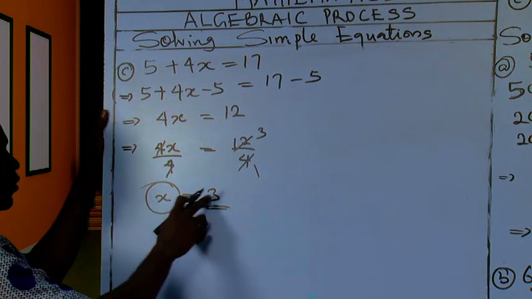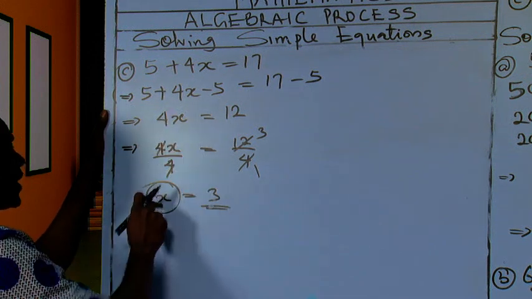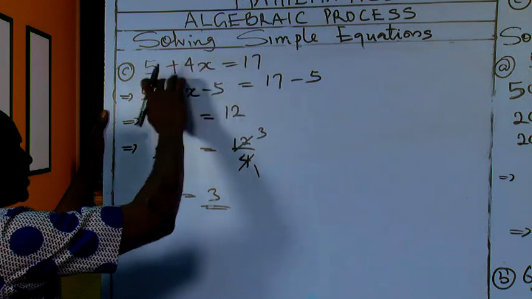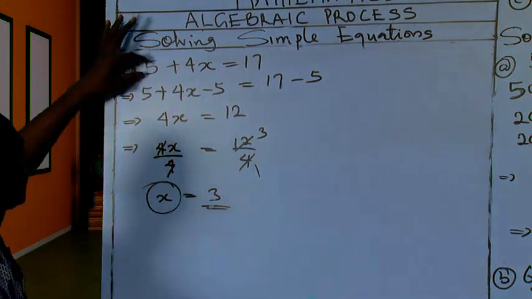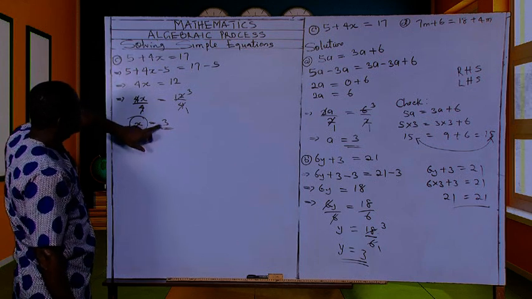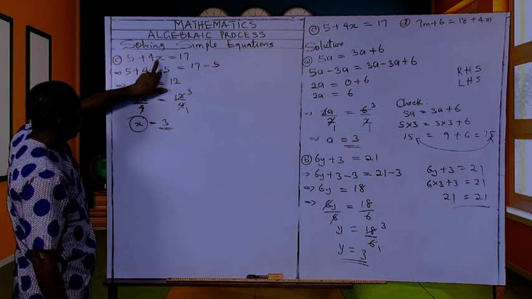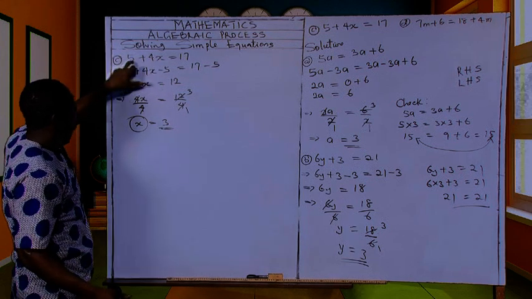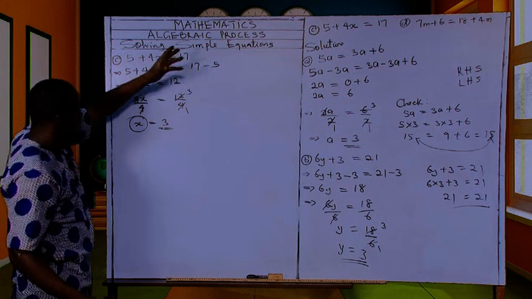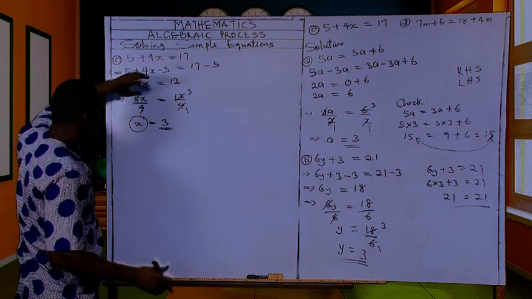That is that. So when you substitute 3 for x in this equation, you are going to find that the answer is correct. This side is 5 plus 4x, where x is 3. 4 times 3 will give us 12, and 12 plus 5 will give us 17. Can you see that? The answer we have here is 17. So it means this expression is equal to this expression. That is that.